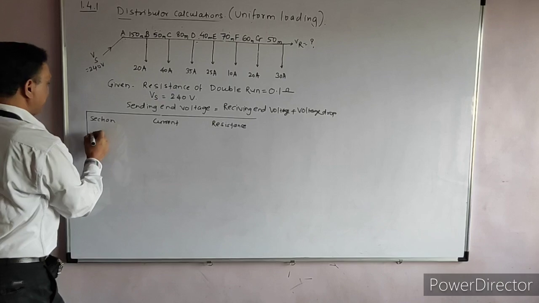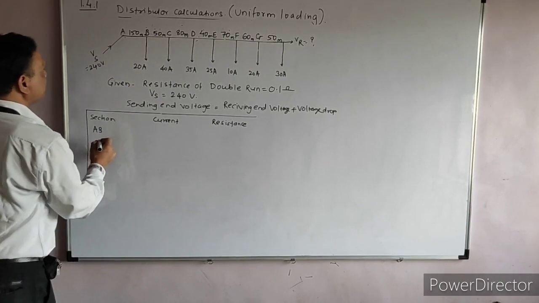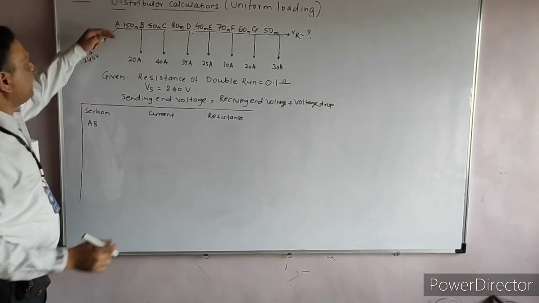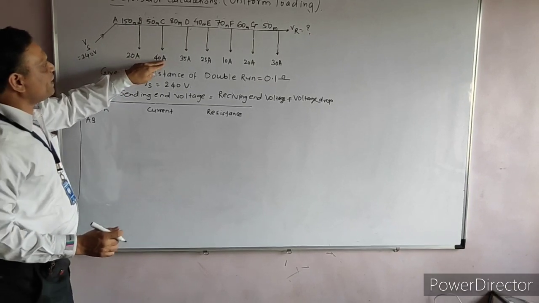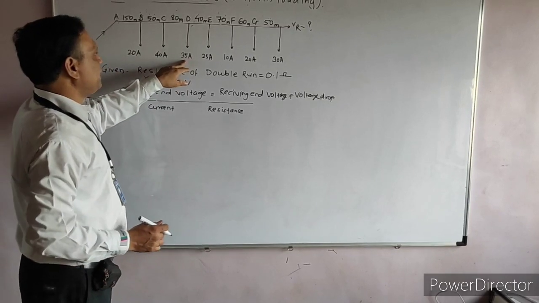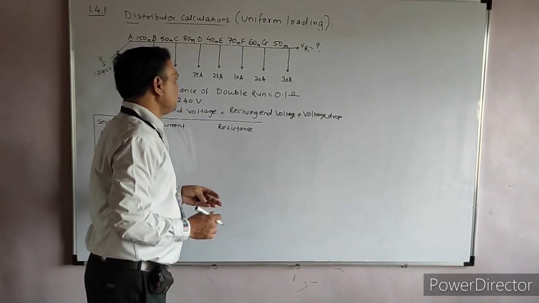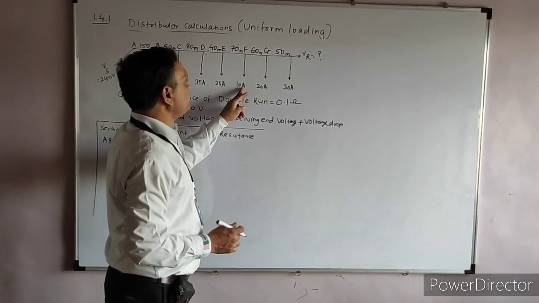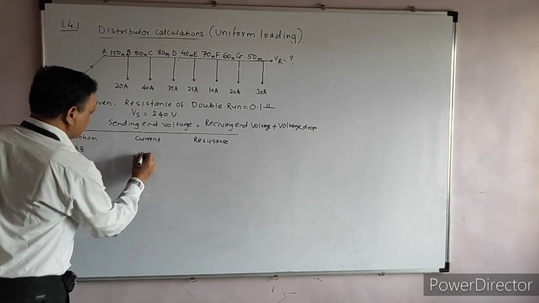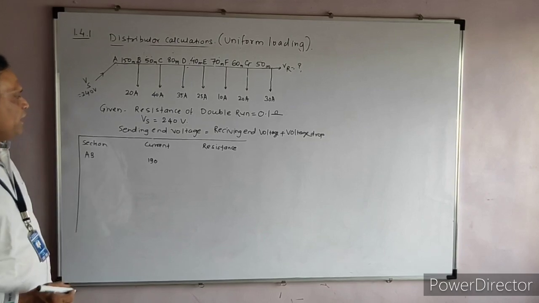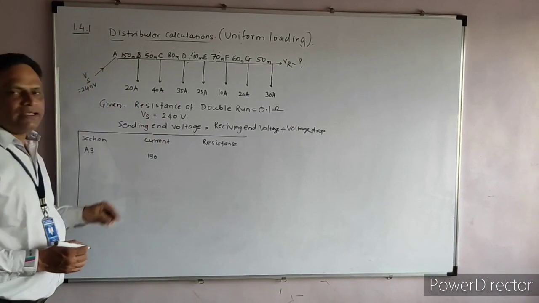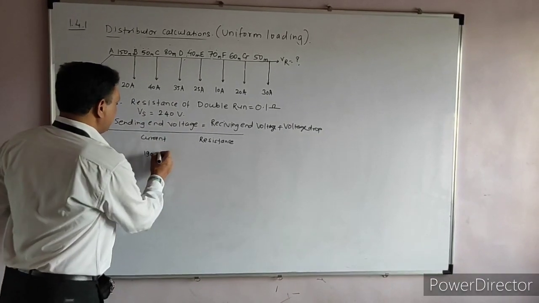So say AB is the first section. For the section AB, what might be the current? 20 amperes plus 40 amperes, so this is 60, plus 35, that is 95, plus 25, 120, 130, 160 and 190. This is the total current. AB is handling the current of 190 amperes. If you again see, you can add this and you will find the total current is 190 ampere.